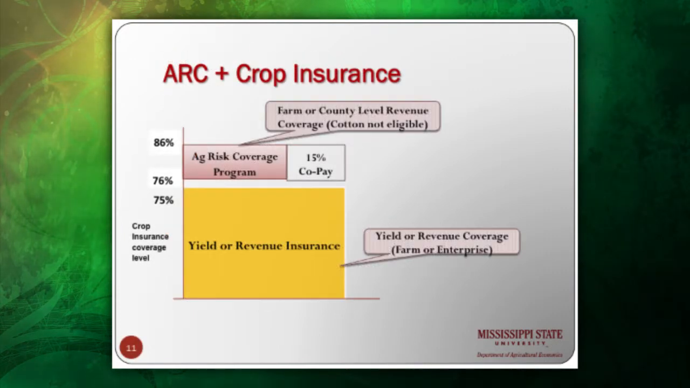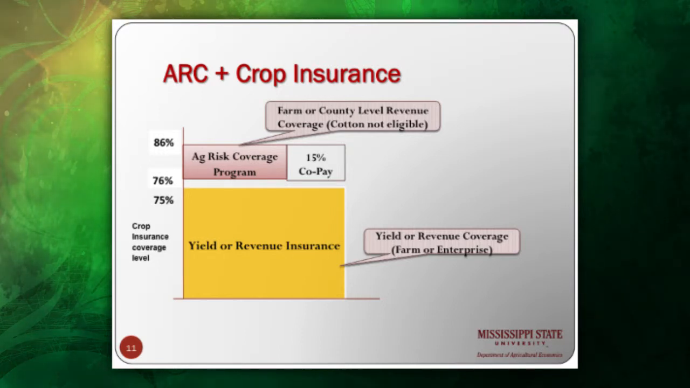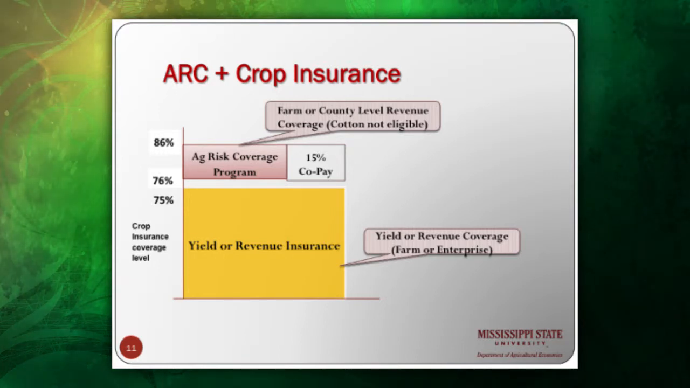In the next slide, what you see is a graphic image that reflects the ARC program with crop insurance. ARC is what we call a shallow loss program. It is meant to supplement yield or revenue insurance, which would cover significant or deep losses. So in this example, we have illustrated a farm that has either yield or revenue insurance at the 75% coverage level. Then the ARC program would cover a range from 86% down to 76%. There's a little bit of a gap between the two, and also note that there's a co-payment on the ARC program of 15% when you're only paid on 85% of your base acres.